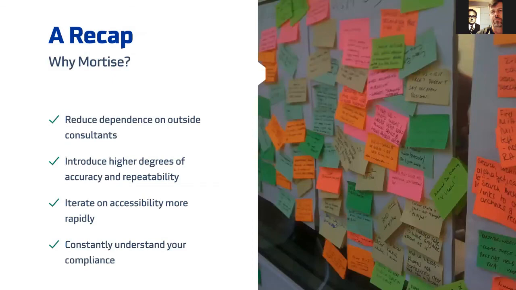So in summary, why Mortise? Well, one is it's going to allow people to reduce their dependence on outside consultants. Yes, a good bit of the revenue that Tenon makes as a company is in doing consulting, but we also recognize that at a certain point, the customers are going to want to become self-sufficient. And that's a good thing. It will mean that they have matured enough that they don't need us anymore, but they still need their own processes, and this is going to help them.